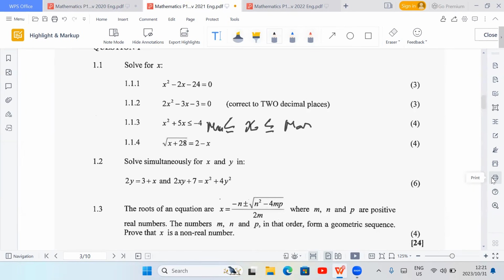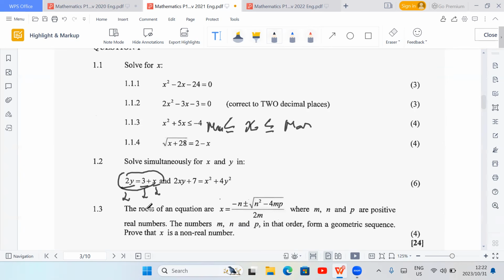Solve for x simultaneous. We have 2y equals 3 plus x, right? This is a nice one, because looking at this, we can see that y here has a coefficient of 2, but x here only has a coefficient of 1. So it would make sense to make x the subject of the formula if we have to approach this one. Because look at this, if we try to make y the subject of the formula, it's divided by 2, divided by 2, divided by 2.